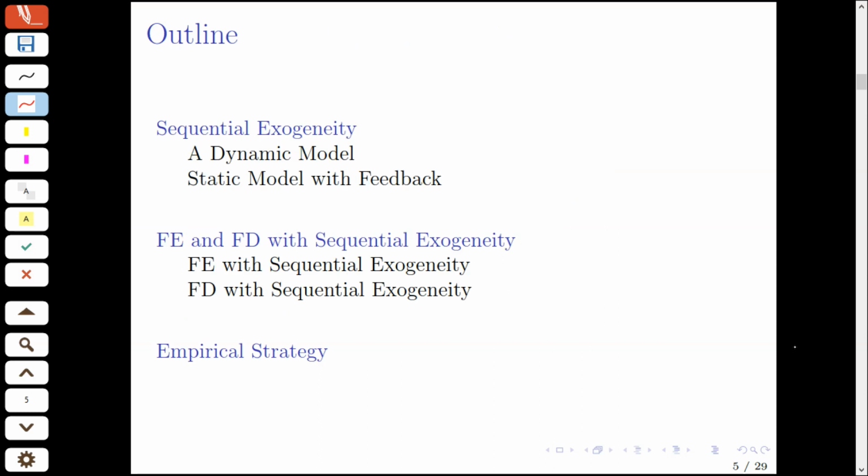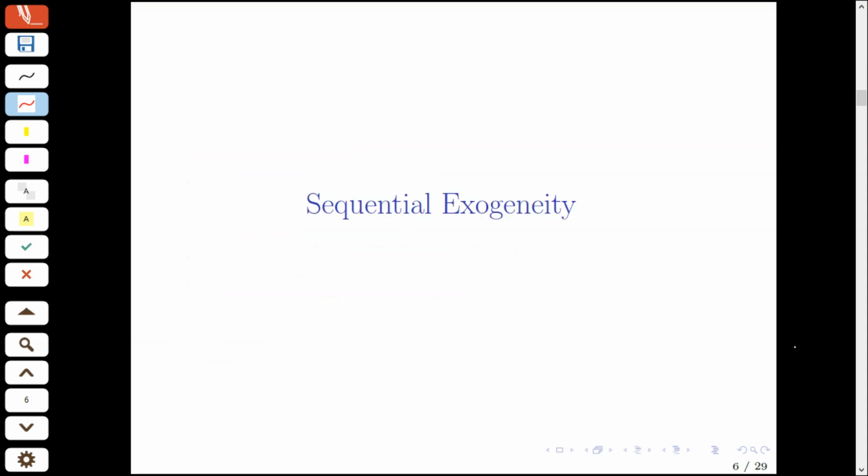So the outline for the rest of this video is as follows. We'll introduce the notion of sequential exogeneity next and discuss it in a couple of examples using a dynamic model as well as a static model with feedback. Then we'll take a look back at our previous estimation methods, namely the fixed effects and first difference estimators, under the assumption of sequential exogeneity alone, and we'll show that they are, in general, inconsistent. In the last part of the talk, we'll then discuss various empirical strategies for remedying this issue of inconsistency using alternative estimators. First on the platter, sequential exogeneity.